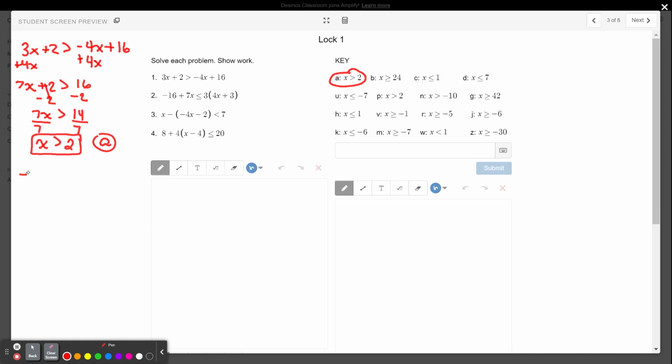The second problem is negative 16 plus 7x, so there's nothing to combine and there's no distribution on that side, is less than or equal to. And then I can distribute right away, so this leaves me 12x and then plus 9. Now this becomes a problem like number 1, where I want to move the x's to the left. Be mindful of where you put that minus 12x. It needs to line up under the 7x, even though it's on the inside part. So then we have negative 16 minus 5x is less than or equal to 9.